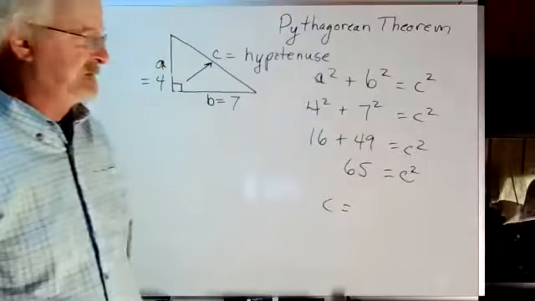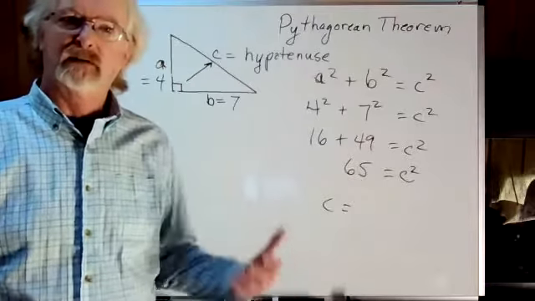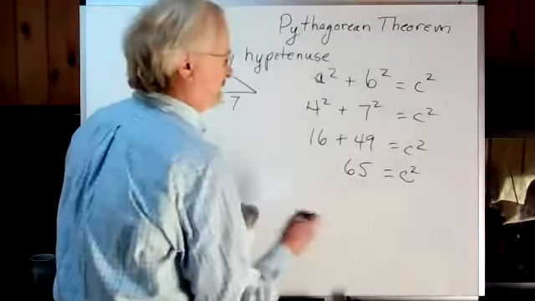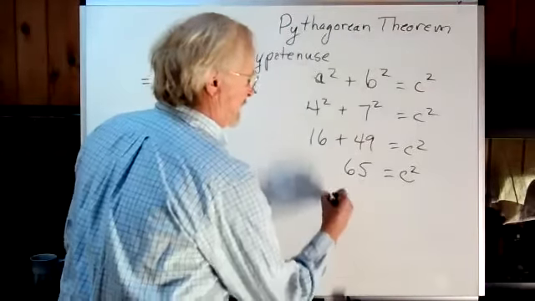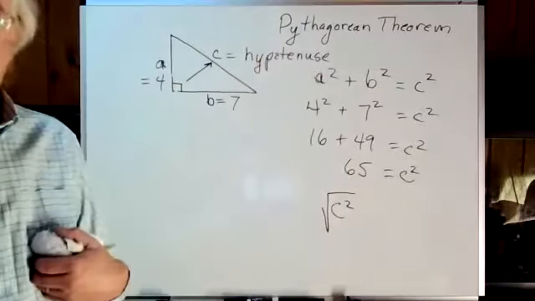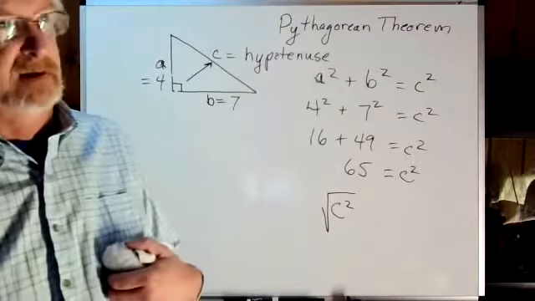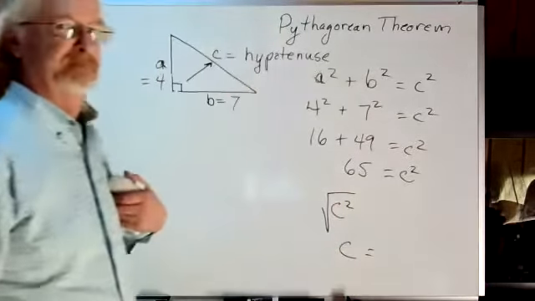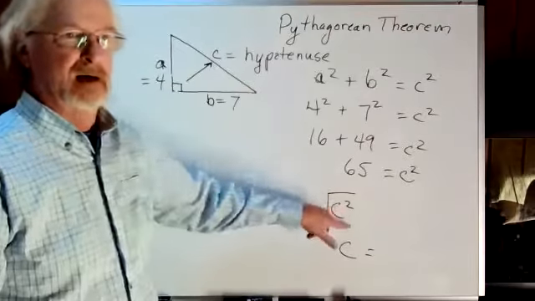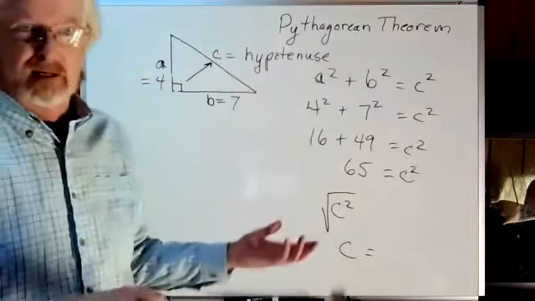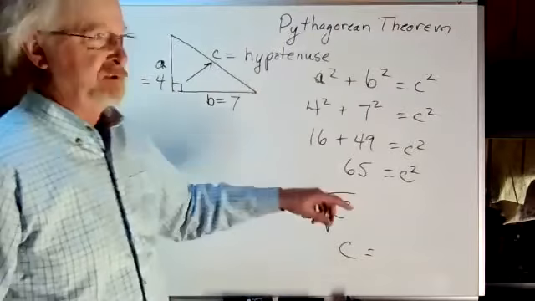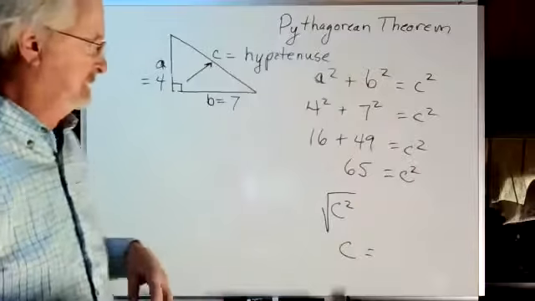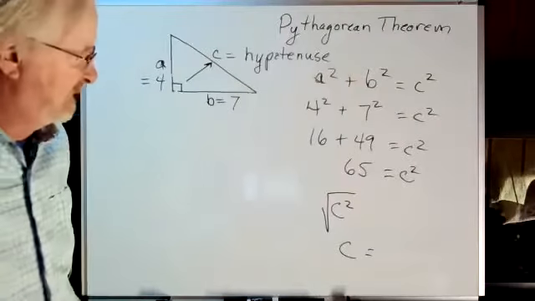Now I've got 65 is C squared. Well, I want C. How do I find C? If I take the square root, remember those kinds of numbers we talked about? What number can I square to get this thing? If I square root something squared, that just gives me the C. It's like the opposite operations, like multiply, divide, add, subtract. I can square something, and going backwards is square rooting it. And you need something on your calculator for that.